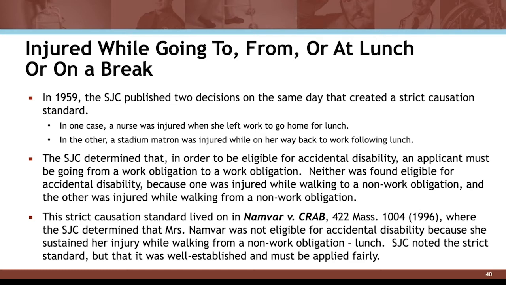If you take away anything from this presentation, take that away. You need to be going from a work obligation to a work obligation. That is how you can be eligible. If not, then you are not eligible. This has consistently been upheld, and the case that's most often cited is the Namvar case from 1996. In that case, the SJC noted that this is a strict standard, but it's been around for a long time, and we need to apply it fairly to everyone. And so that continues to be the standard.